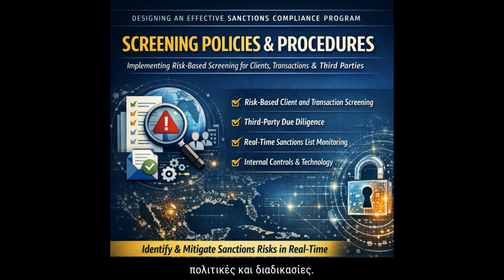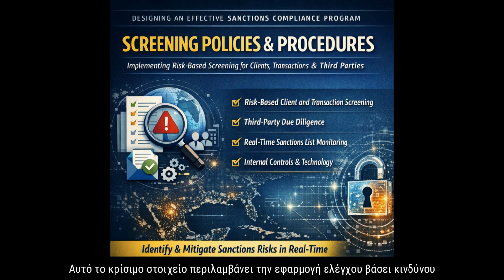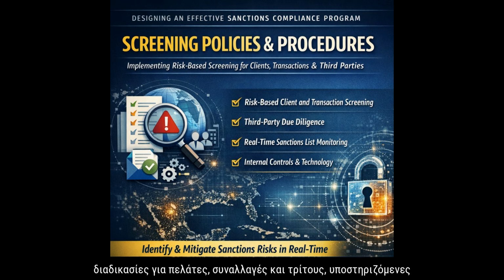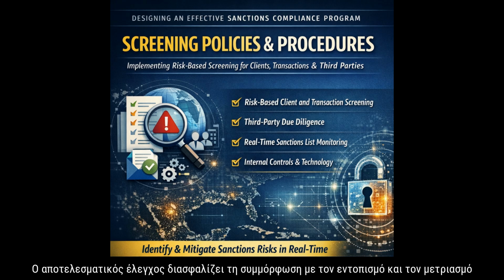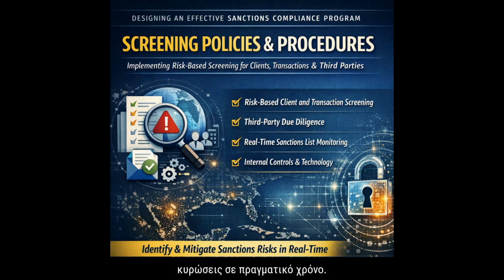In the next lesson, we will conclude the topic of designing an effective sanctions compliance program by focusing on screening policies and procedures. This critical component involves implementing risk-based screening processes for clients, transactions, and third parties, supported by robust internal controls and technology. Effective screening ensures compliance by identifying and mitigating sanctions risks in real time.